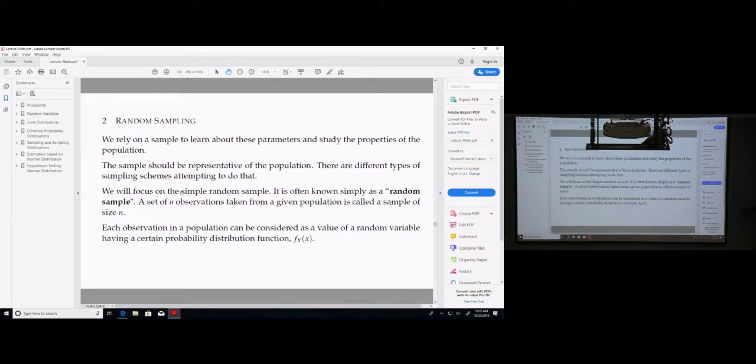So we will focus on what we call simple random sampling. There is a lot of beauty about this sampling scheme, but there are also many technical problems later on.